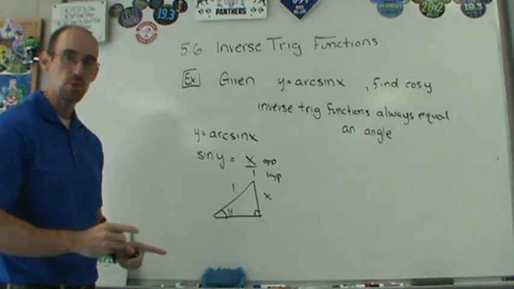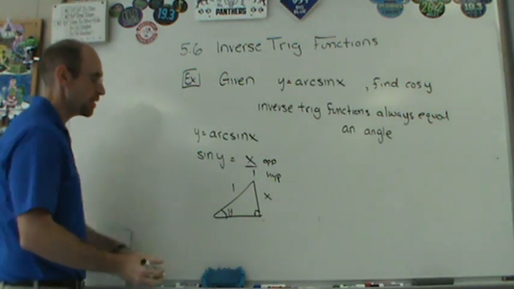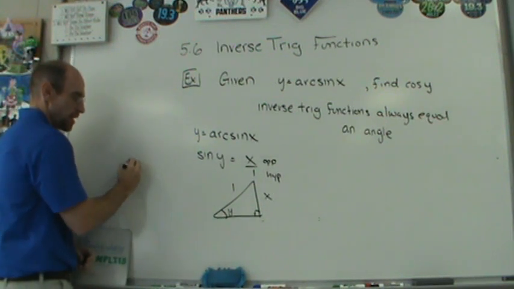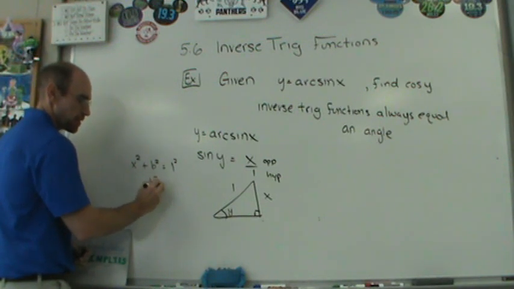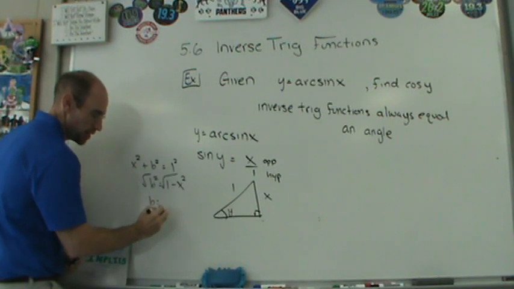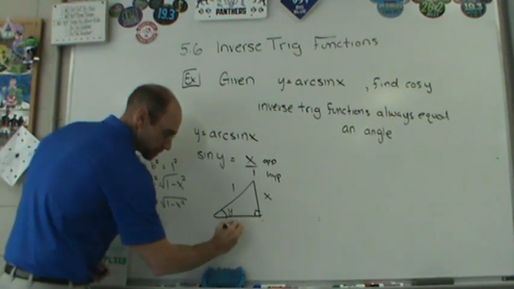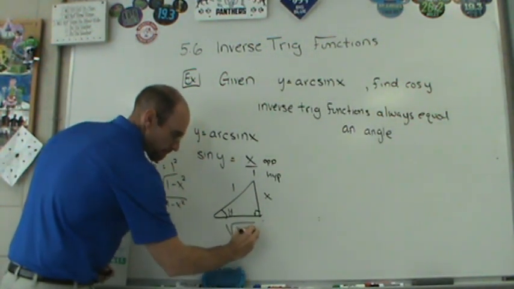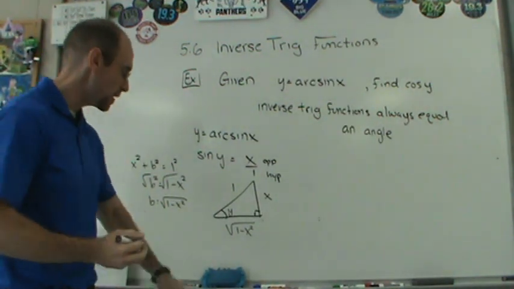We can use those two sides to figure out what our adjacent is going to be. Using the Pythagorean theorem, x squared plus, let's call it b squared, equals 1 squared. b squared equals 1 minus x squared. Square root both sides, and our missing side, the adjacent, is going to be the square root of 1 minus x squared. So using our Pythagorean theorem, we're able to figure out that missing side.